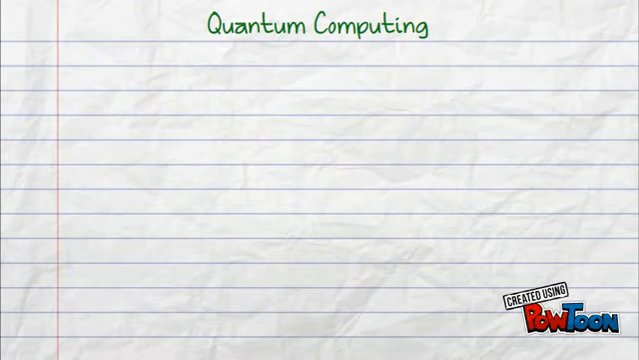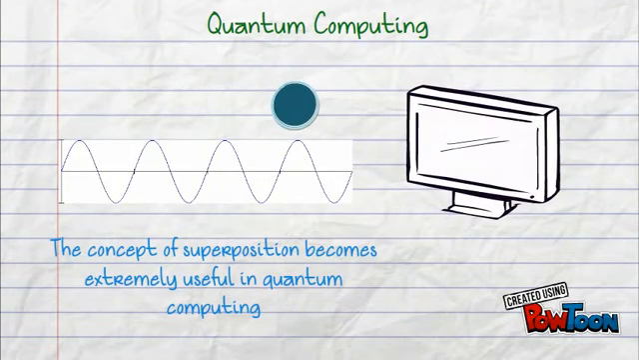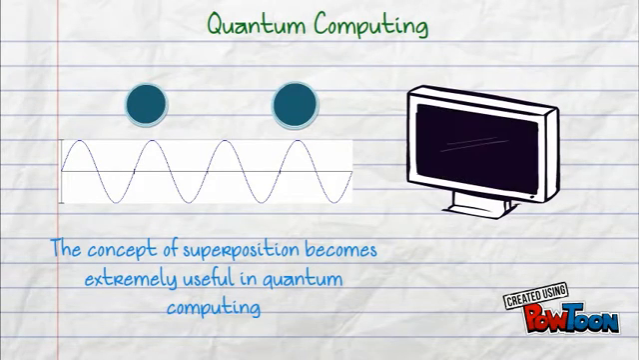There may seem to be no real-world application to this, but in reality, the concept of superposition plays an important and useful role in quantum computing. Quantum computing strives to use the laws of quantum physics in order to find ways of encoding such as qubits.